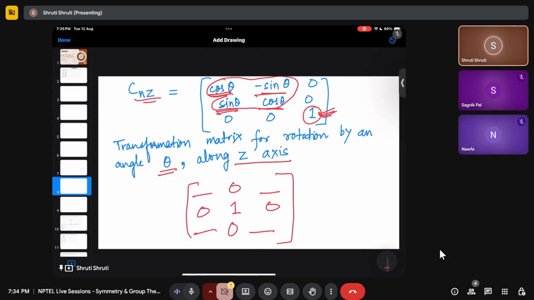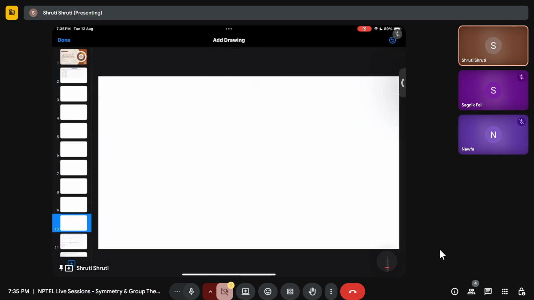So let us deduce that. So first you draw a Cartesian coordinate. Suppose you have a vector. The question is asking about a vector xyz. I had solved it. Let me check.